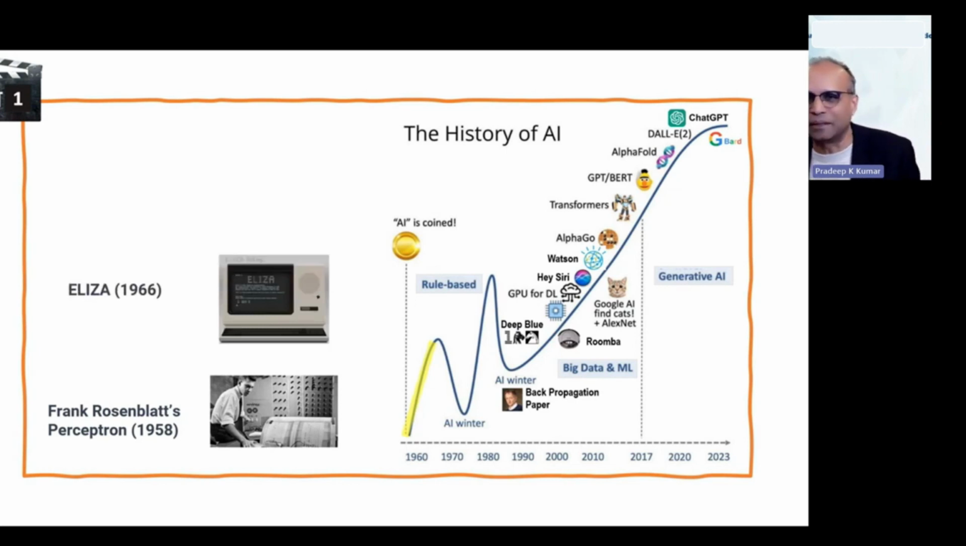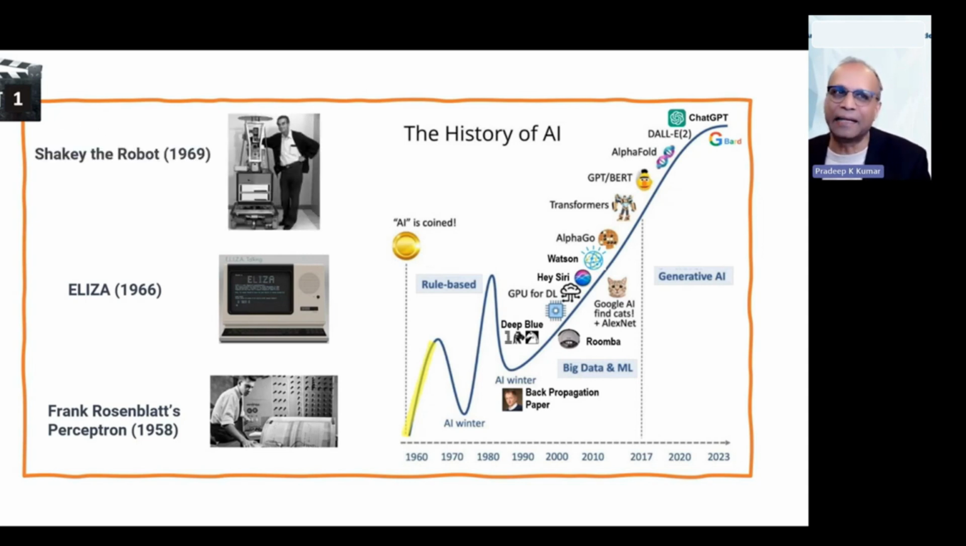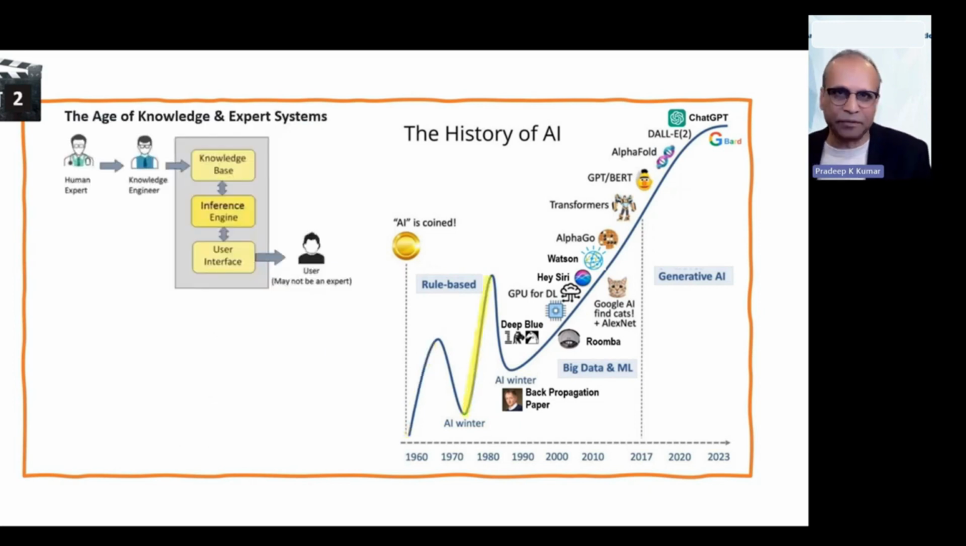And then came a computer program that can simulate human conversation. It was one of the very initial steps in the world of natural language processing. And then in 1969, we have Shakey the robot, which was one of the first robots with the ability to navigate environments.